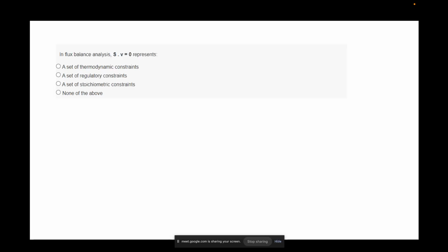C, set of stoichiometric constraints. Yeah, that's true. It's basically your constraint, S·v = dX/dt = 0, the steady state condition. Correct. Okay.